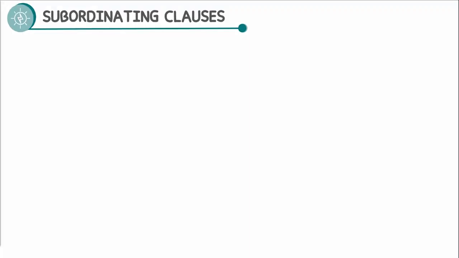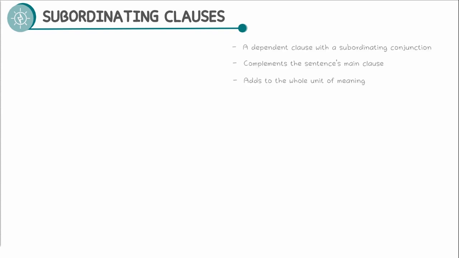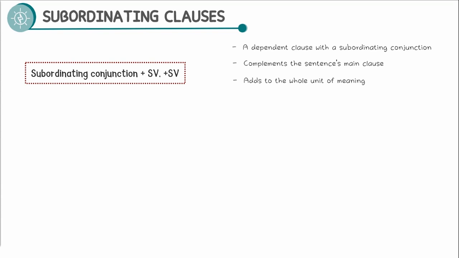Since you already know what complex sentences are, let us make use of them in our IELTS Writing Task 1 report. Let us start with the use of subordinate clauses. A subordinate clause is a clause that cannot stand alone as a complete sentence. It merely complements a sentence's main clause, thereby adding to the whole unit of meaning. Because a subordinate clause is dependent upon a main clause to be meaningful, it is also referred to as a dependent clause. Let us take a look at the first pattern.